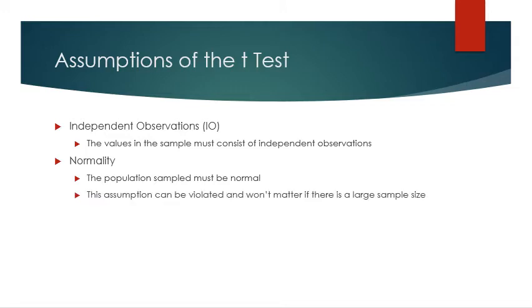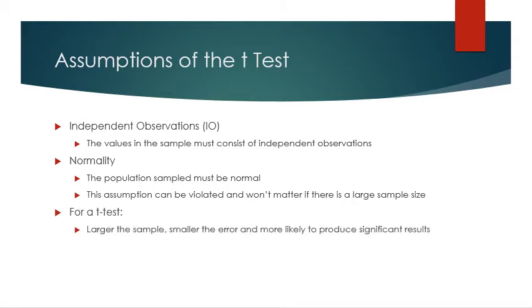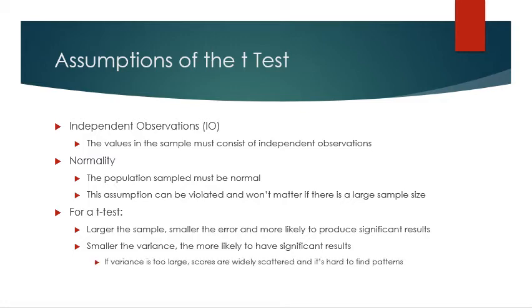This assumption, however, for the t-test can be violated, and it won't matter, but this can only work if there is a large sample size. For a t-test, the larger the sample, the smaller the error, and the more likely you will be to produce significant results. The smaller the variance, the more likely you're going to have significant results. So you want a large sample and you want a small variance for the results to be significant. If the variance is too large, that means the scores are widely scattered and it's very hard to find patterns.